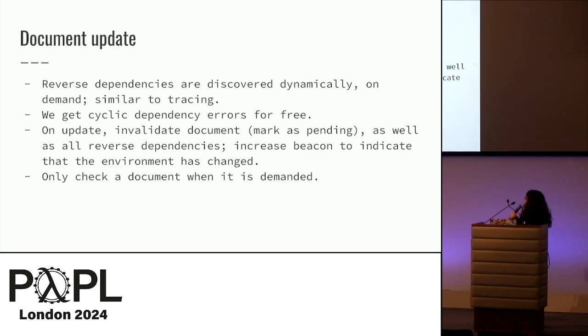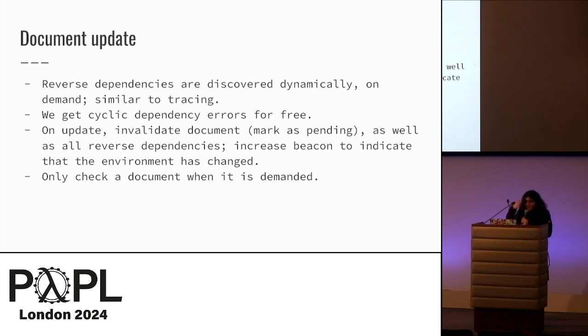It turns out we get errors when we have cyclic dependencies for free. This just happens because there is no valid state for when there would be a cyclic dependency. This was something we thought we would have to handle manually, but it just happened.